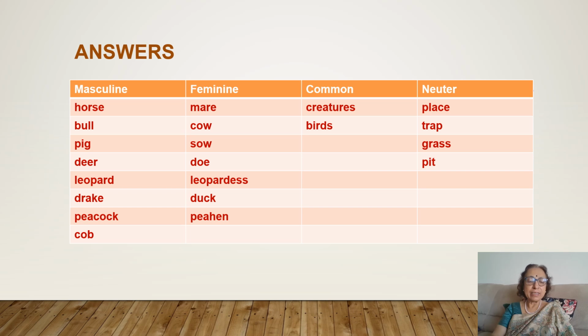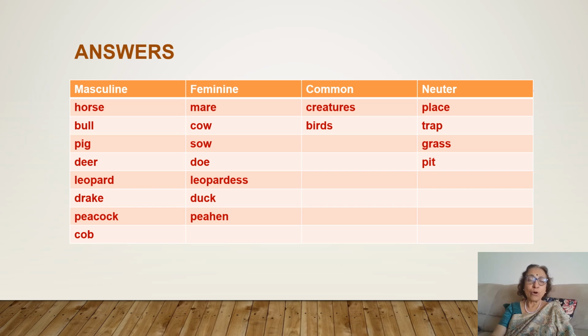The doe and deer were not going to come. Doe is feminine and deer is masculine. There was a leopard whose hungry leopardess, leopard is masculine and leopardess is feminine, wanted to eat the deer. Deer we've already finished. Some birds, birds is common, like the duck and drake. Duck is feminine and the masculine of duck is drake. The peahen and peacock. Peahen we have come across already, feminine, and peacock masculine.